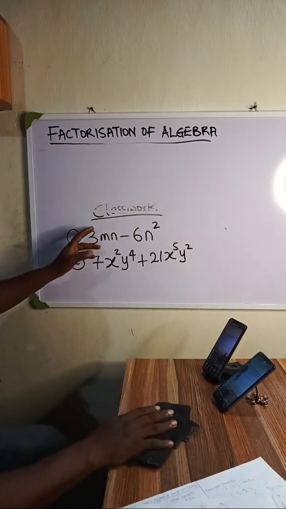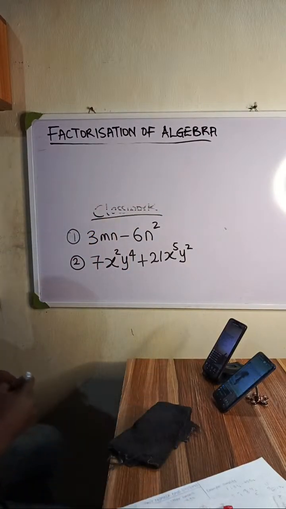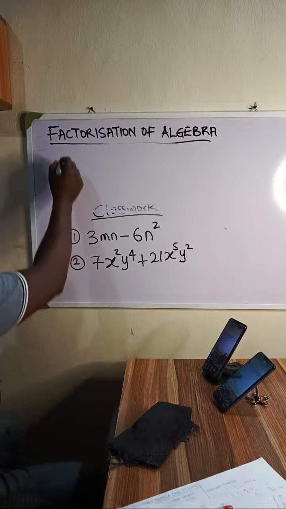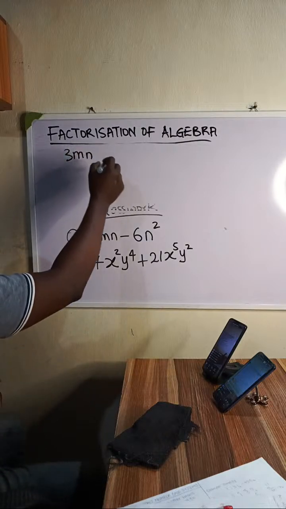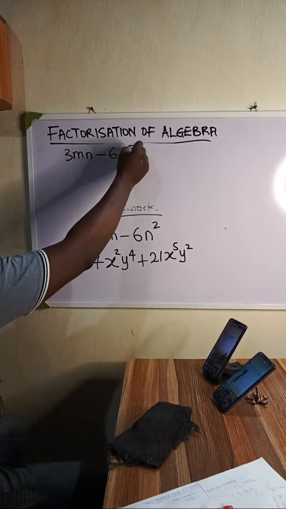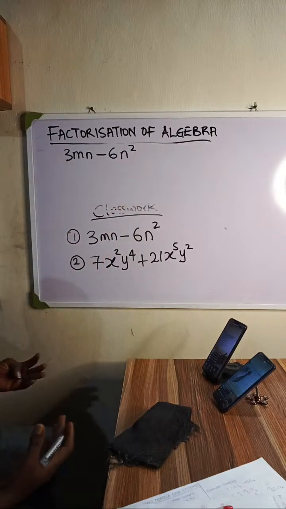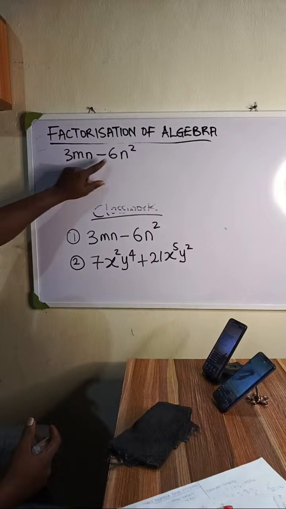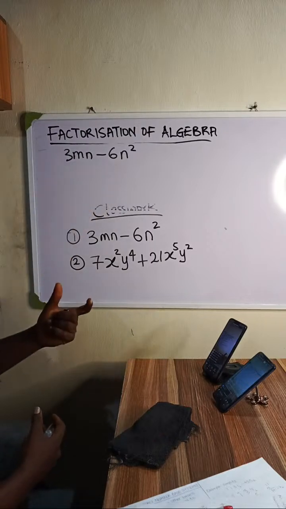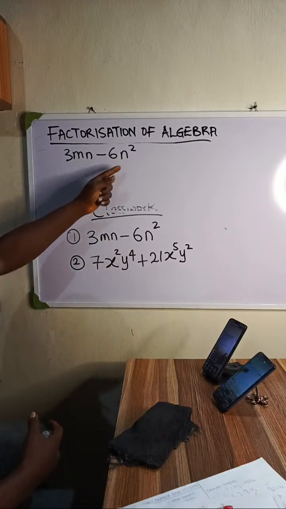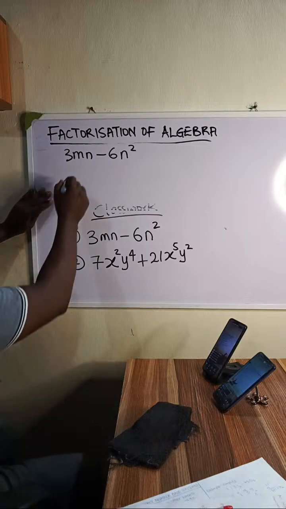So let's look at the first one together. We have 3mn minus 6n squared. As we did earlier, it is very simple. You look at the two numbers. What is the largest number that can divide both 3 and 6? The answer is 3. So we write it down.